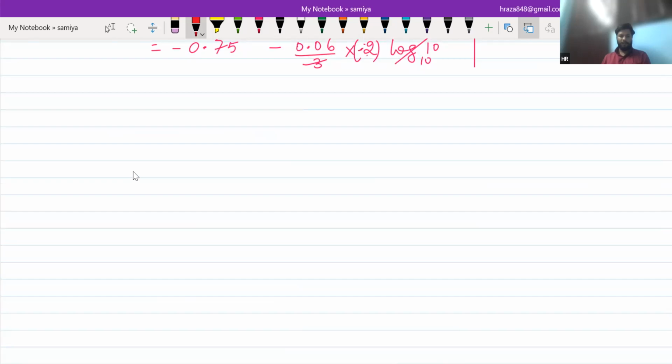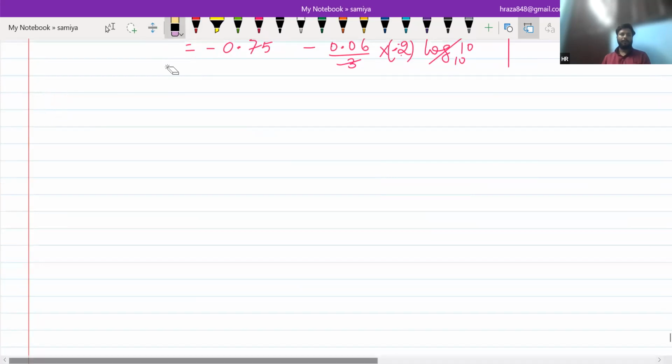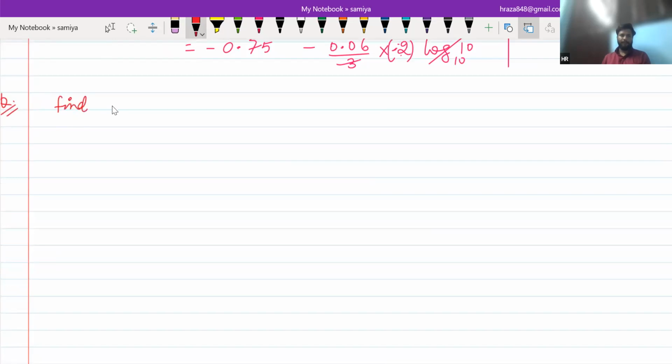Now the question is basically, wait a minute. Find EMF of cell. In the previous class, in the previous question, we were doing only half cell reaction. Now in this question, I'll give you full cell reaction, complete cell reaction, net cell reaction.